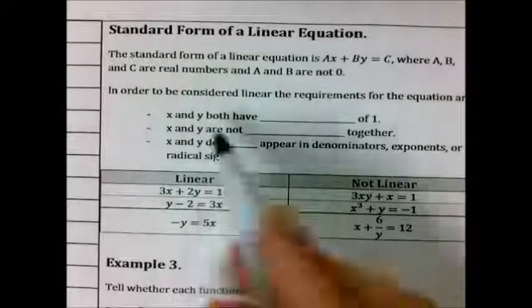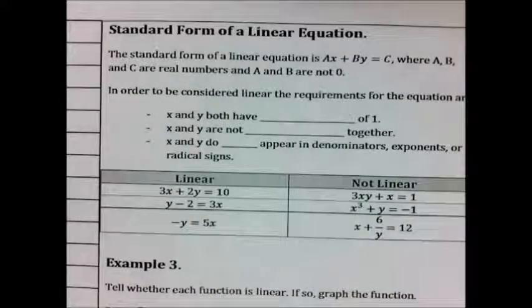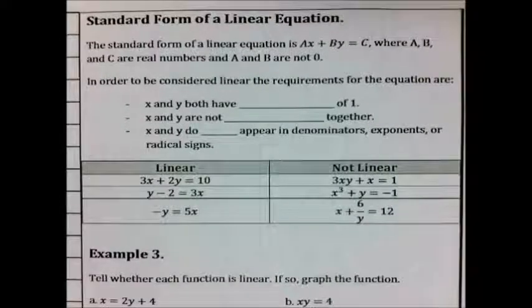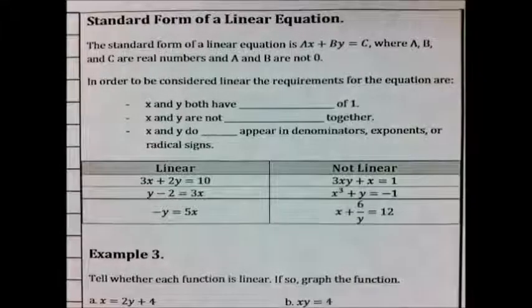The second requirement is x and y are not multiplied together. If this is going to be linear, we cannot have x being multiplied by y. And finally, the last one is that x and y cannot appear in denominators, exponents, or radical signs. Radical signs are those square roots. So they have to be in their most simple, basic form.